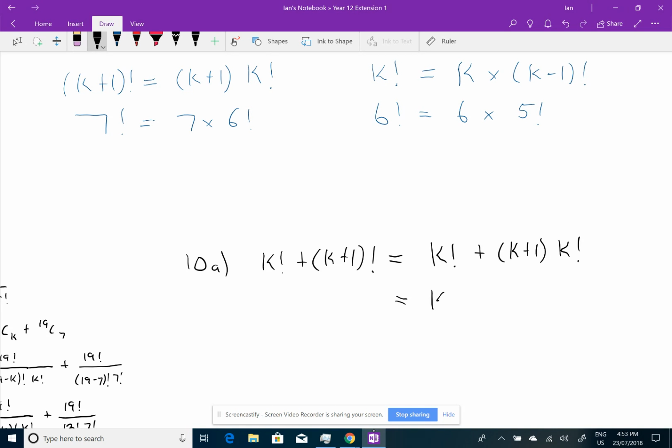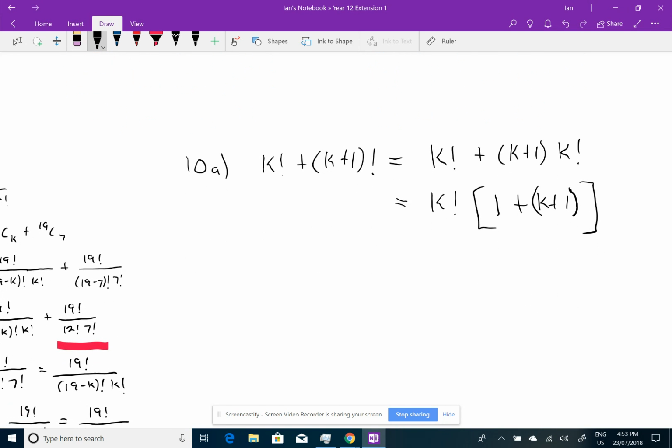I'm going to factorise out my k factorial. And here I'll be left with 1. And here I'll be left with k plus 1. And that'll give me k factorial. And 1 plus 1 is 2, so I get k plus 2, which is what we're looking for. I'll just check the answers, which I've got sitting here. Question 10. K plus 2 times k factorial.